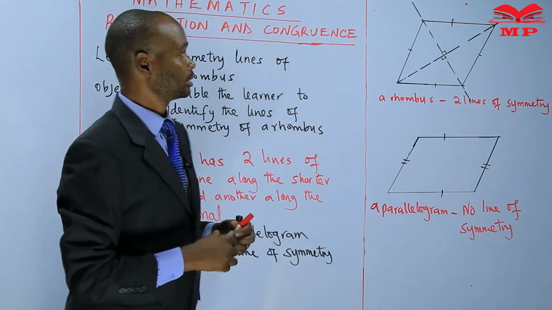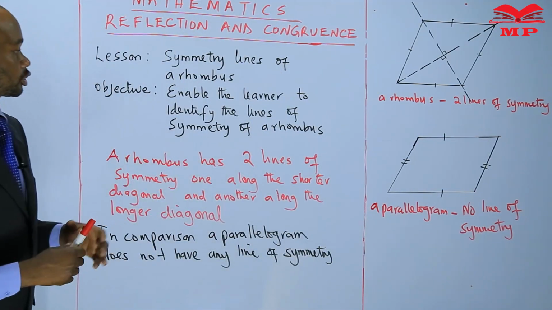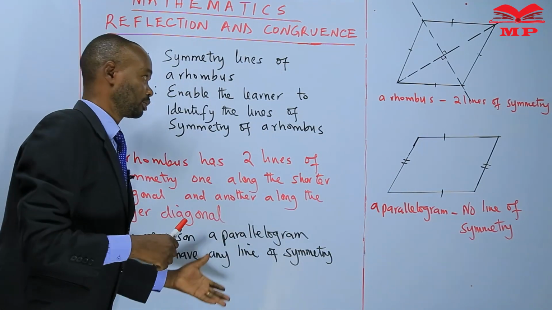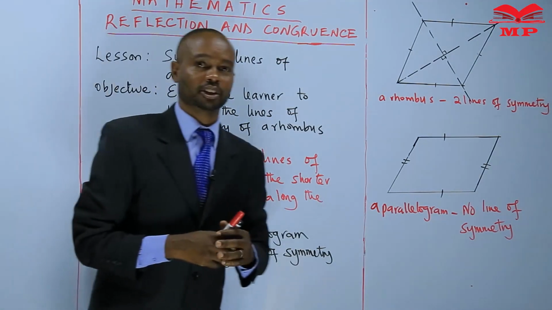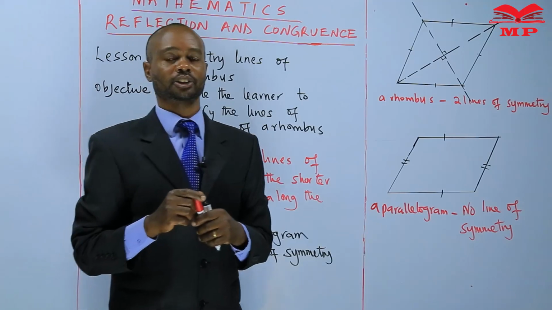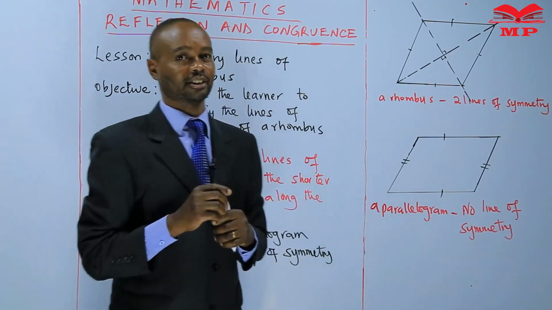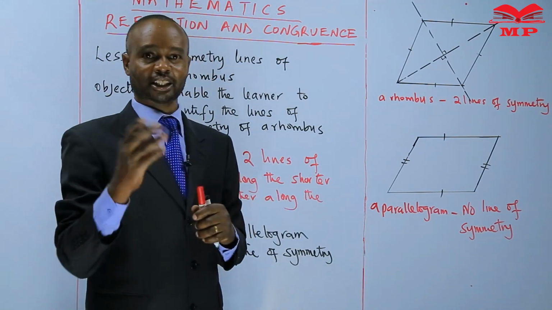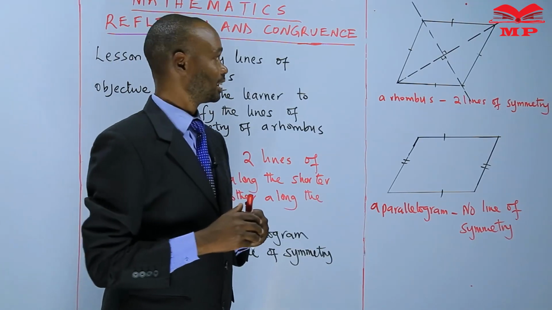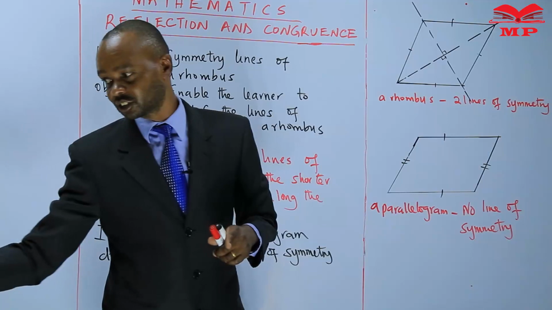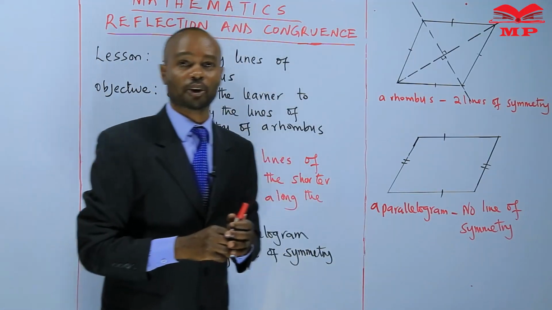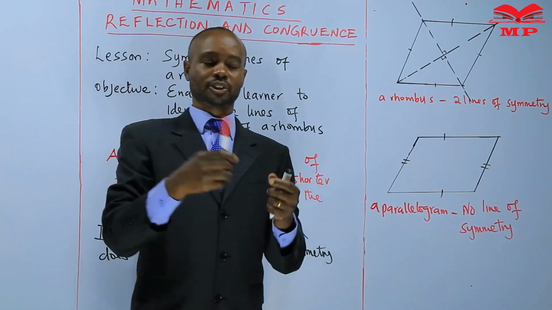So what do we notice? We go to the objective. We've discovered that a rhombus has two lines of symmetry, one along the shorter diagonal and one along the longer diagonal. The diagonals meet at 90 degrees. We've just discovered a parallelogram will have no line of symmetry.